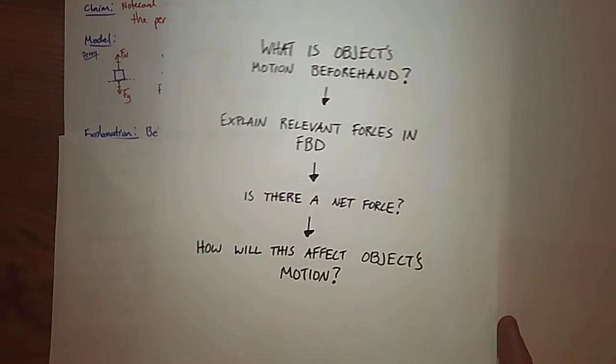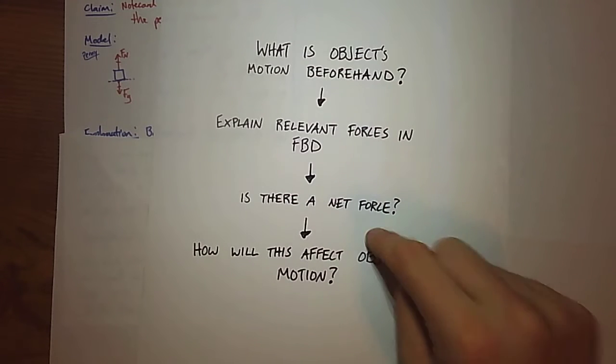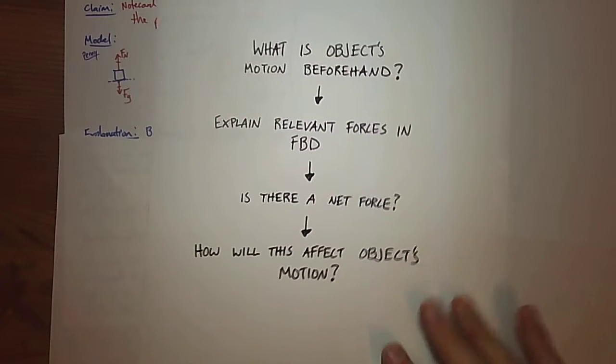So if we look here in terms of our explanation, here's the logical progression we want to go through. What's the object's motion beforehand? Explain relevant forces in a free body diagram. Is there a net force? And how will this affect the object's motion?